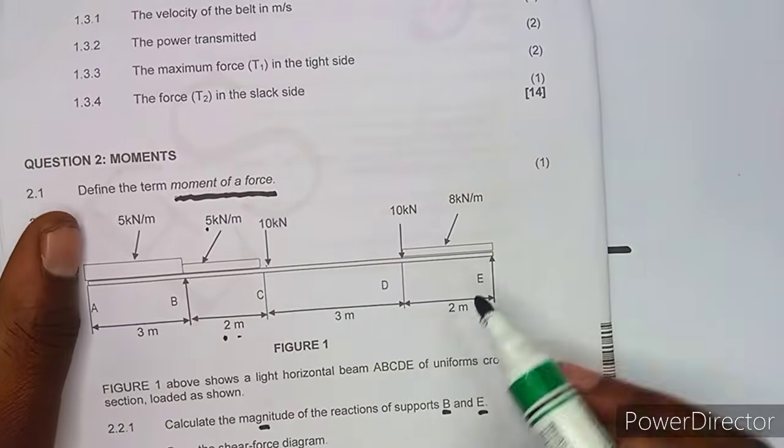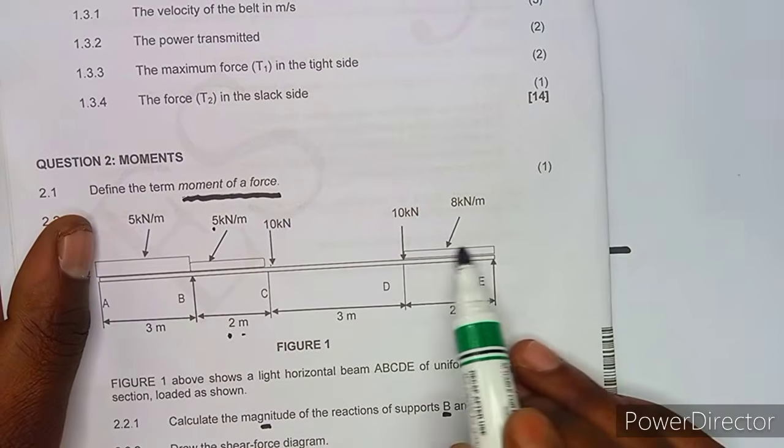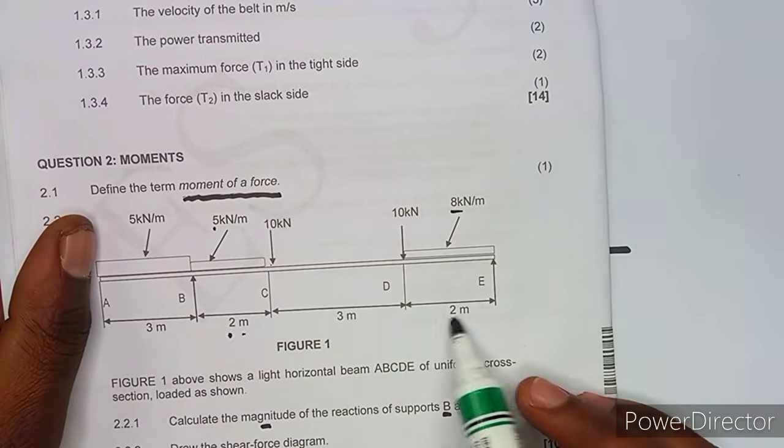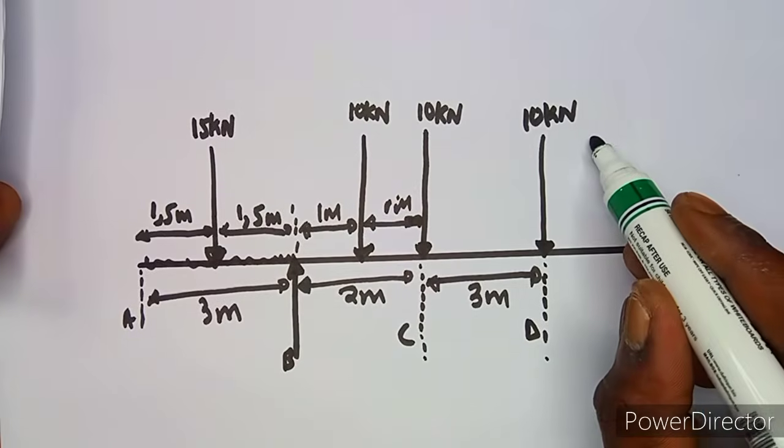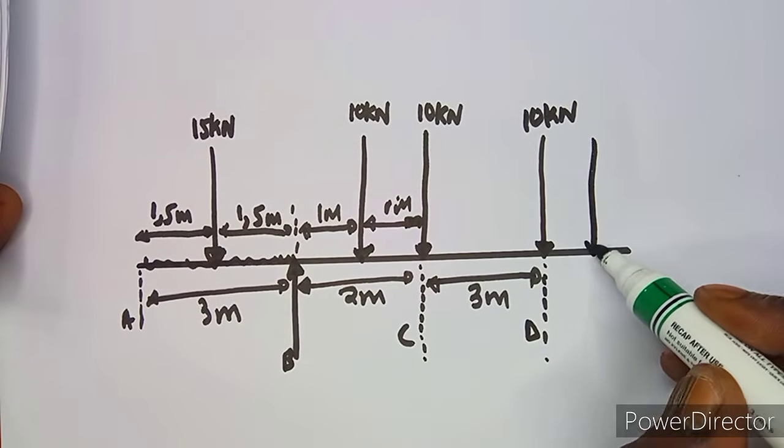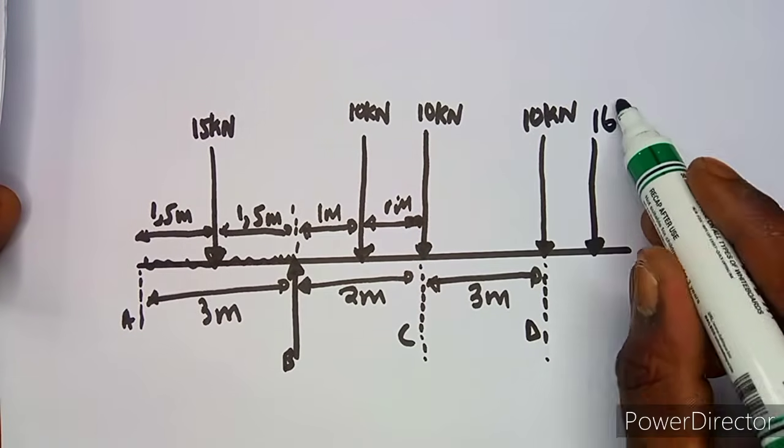All right, anyways, then from D to E, we've got a distributed load of 8. So it's 8 by 2, which is 16. Okay, so we're going to have 16 like this in between. We shall have 16 kilonewtons. So once like this, you won't go wrong.